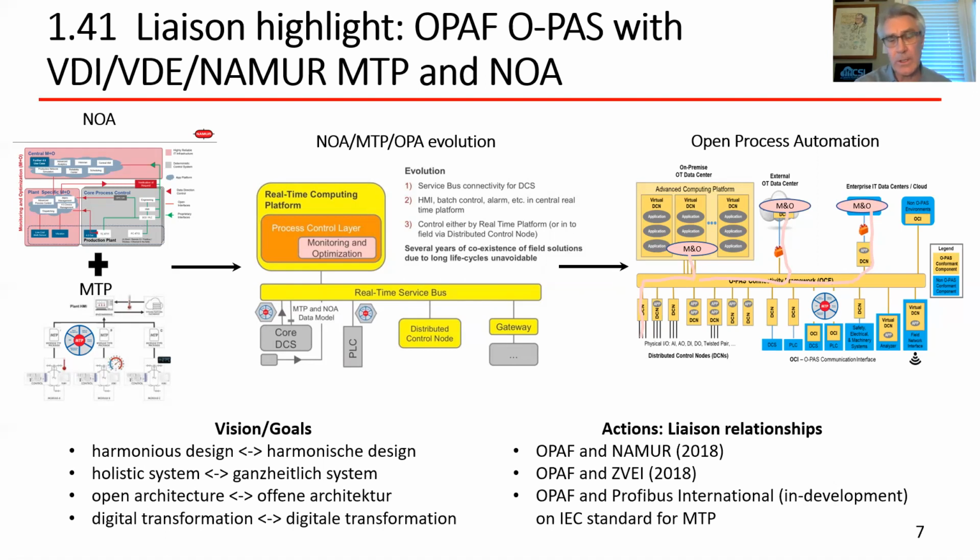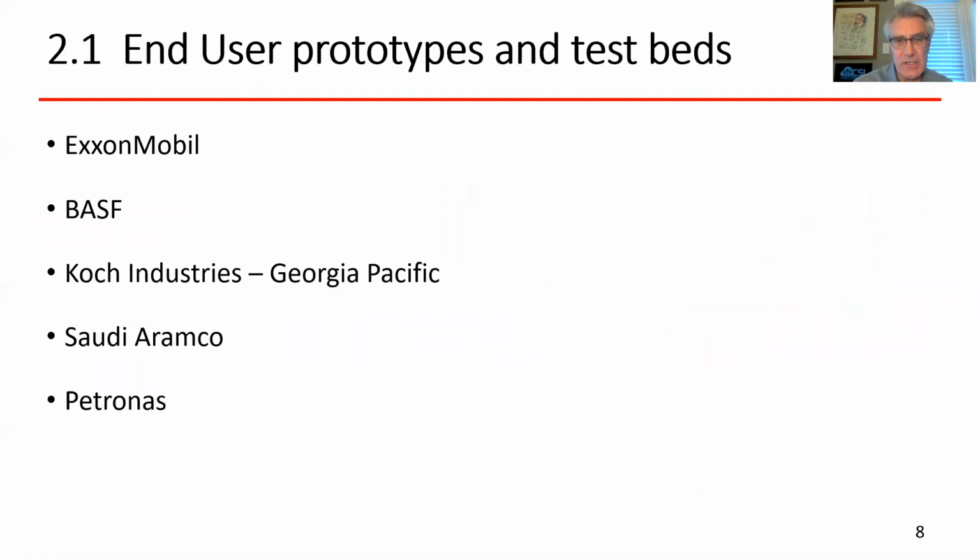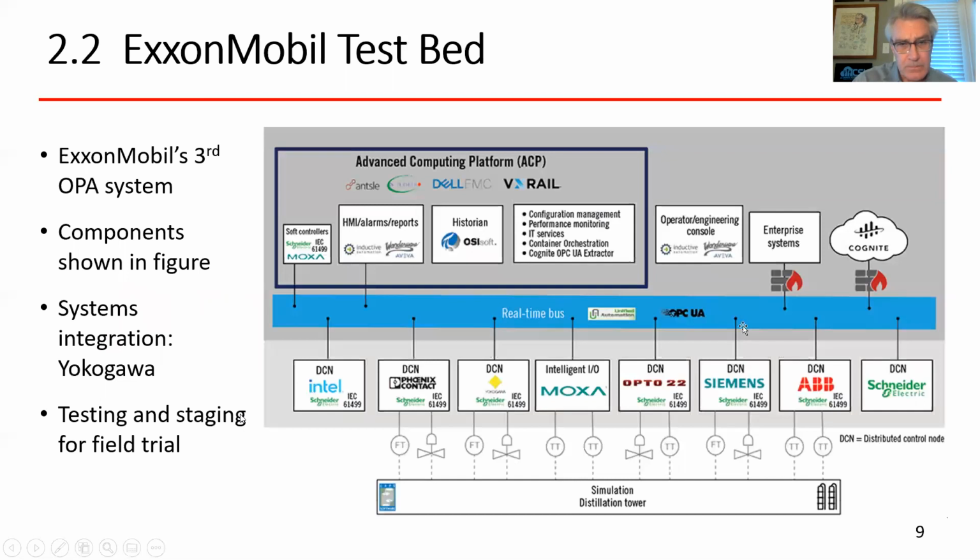So let me now shift to topic 2 in my talk, and I want to highlight activities by end user companies on prototypes and test beds of OPA-based control systems. And I'm going to highlight at different levels of detail the activities of ExxonMobil, BASF, the Georgia-Pacific affiliate of Koch Industries, Saudi Aramco, and Petronas.